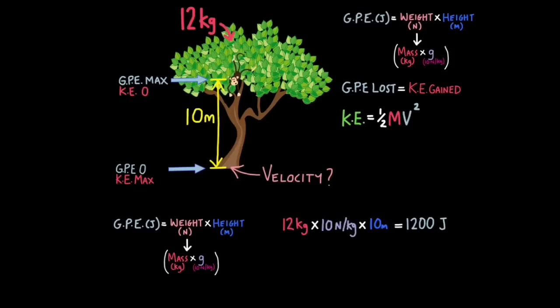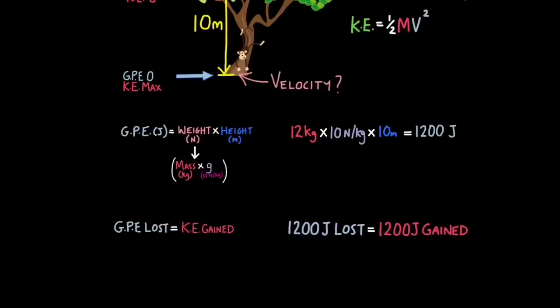And as it falls down, that GPE is transferred to kinetic energy in the monkey as it descends, until it gets to the bottom where its GPE will be zero and all of that GPE will have been transferred to kinetic energy. In other words, the GPE lost is the same as the kinetic energy gained, so it will have 12,000 joules of kinetic energy just before it hits the ground, because 12,000 joules of that GPE has been completely transferred to kinetic energy. In reality, this doesn't actually happen, but we'll discuss that just in a bit. But for now, in these sorts of questions, you can assume it's a perfect transfer.